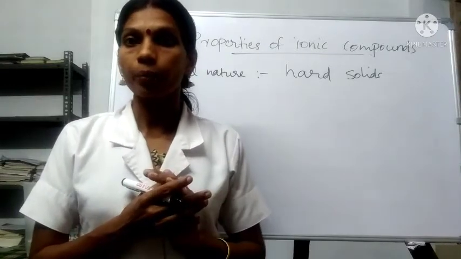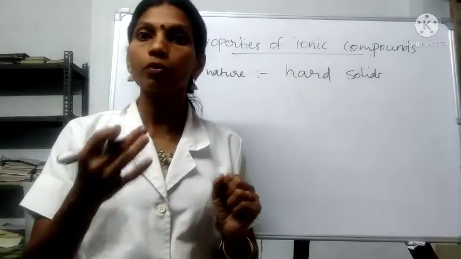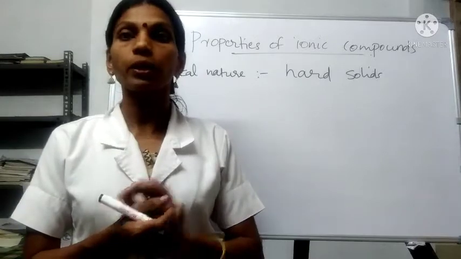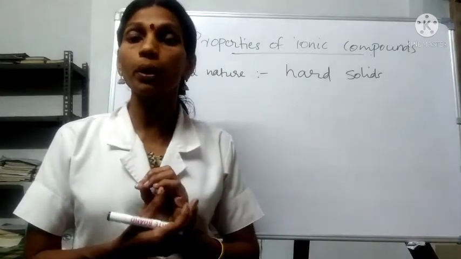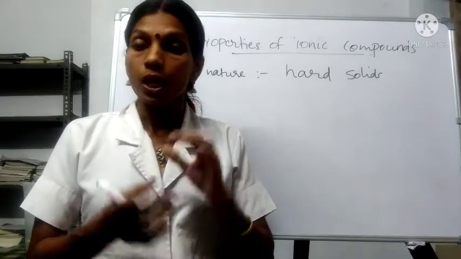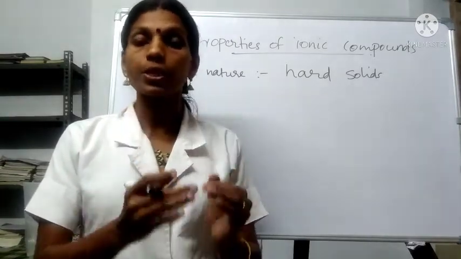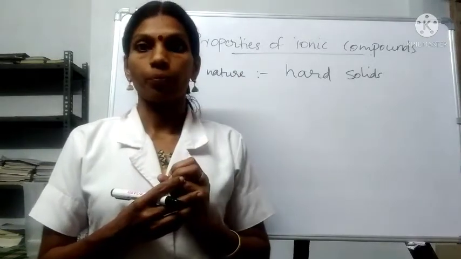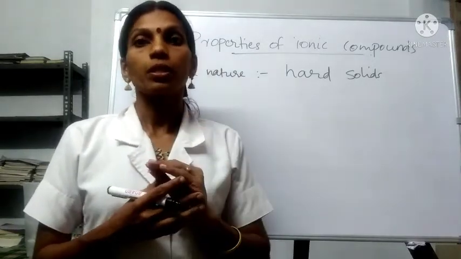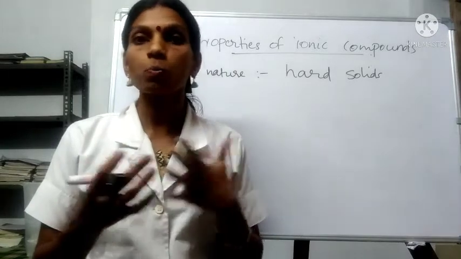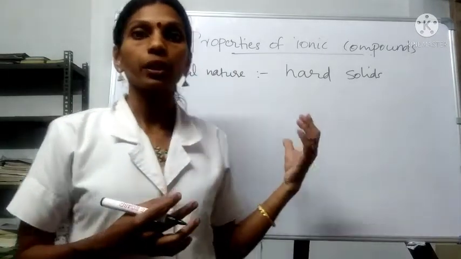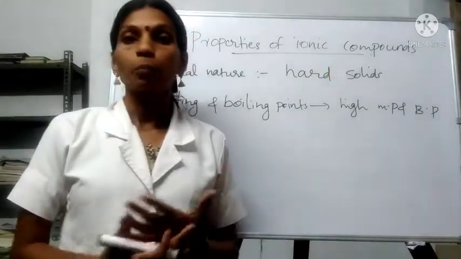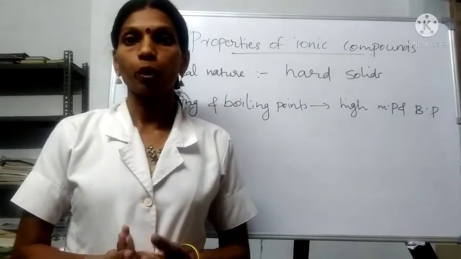And if the particles are very closely packed, then the physical state of that substance will be solid, isn't it? That already we have studied. If there is large space between the particles, that will be a gas. But here the particles, that is the ions, are very closely packed. That means the physical state of these compounds will be solid. Okay. And since these ions are very closely packed without any space between them, we cannot compress them. We cannot compress these ionic compounds because there is no space in between the particles. So we can tell that these ionic compounds are hard solids.